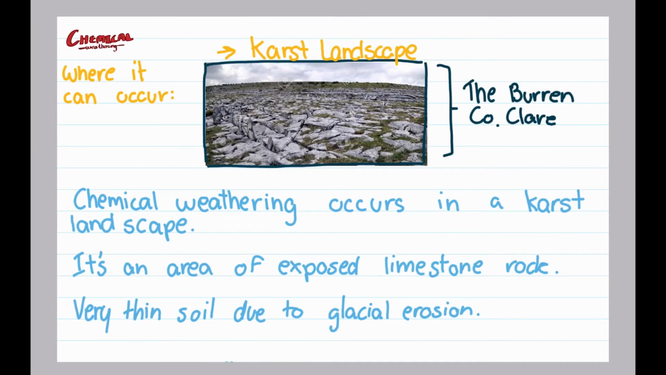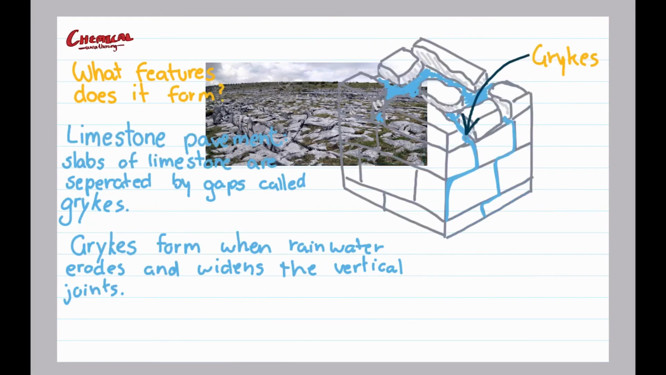Where it can occur. Chemical weathering occurs in karst landscape. It's an area of exposed limestone rock, very thin soil due to glacial erosion. An example of a karst landscape is in the Burren, County Clare.